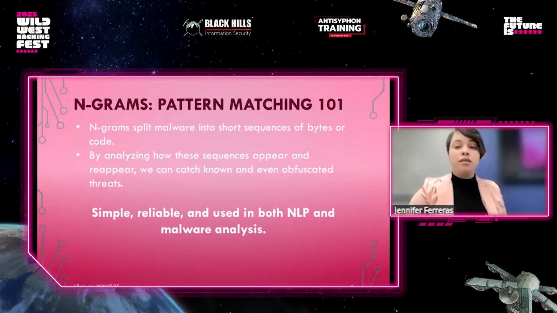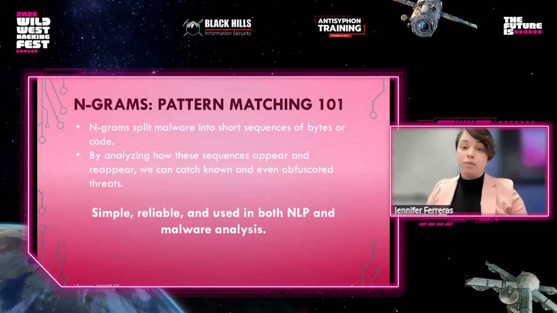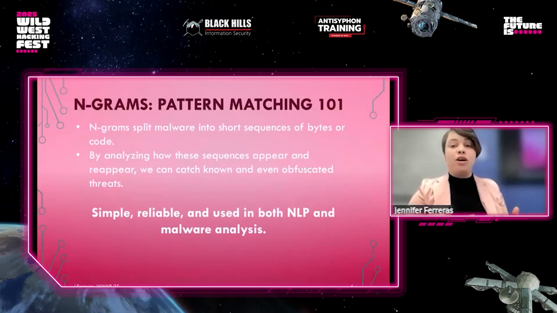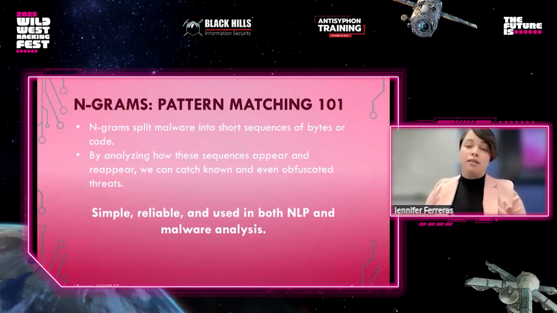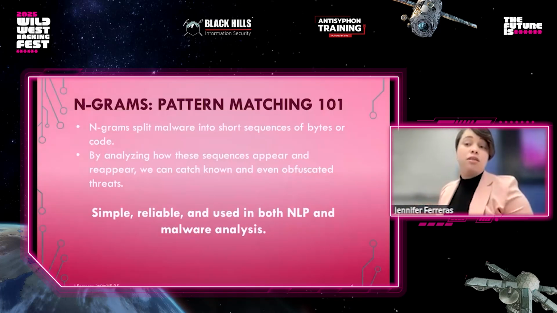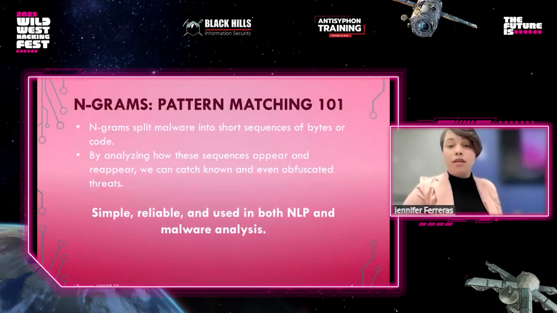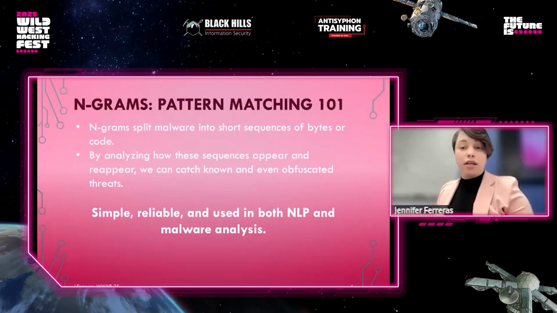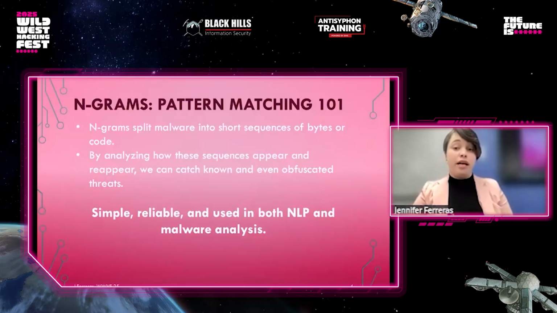Once we have those pieces, we start looking for patterns: how often these sequences appear, where they show up, and how they repeat. That repetition becomes our clue for spotting not just familiar malware, but even variants that have been obfuscated or slightly altered to hide the identity, right? It is simple, it's reliable, and it's a technique borrowed straight from natural language processing, if you are familiar with it. The same methods used to teach machine learning how to understand human language are used here in Ngram.